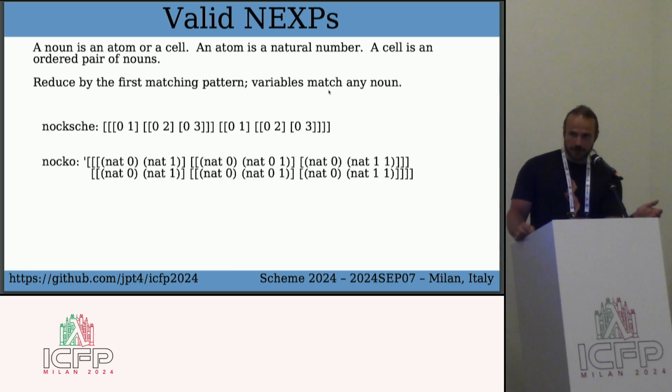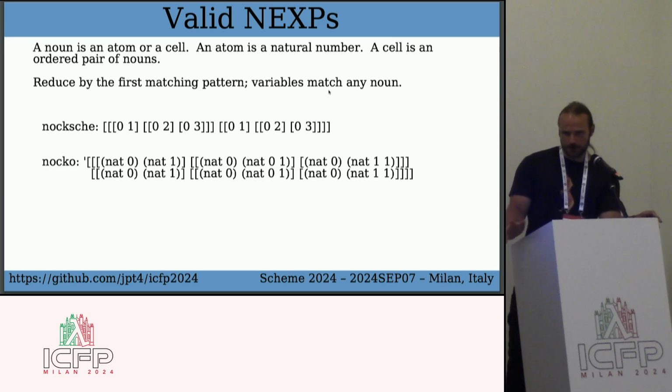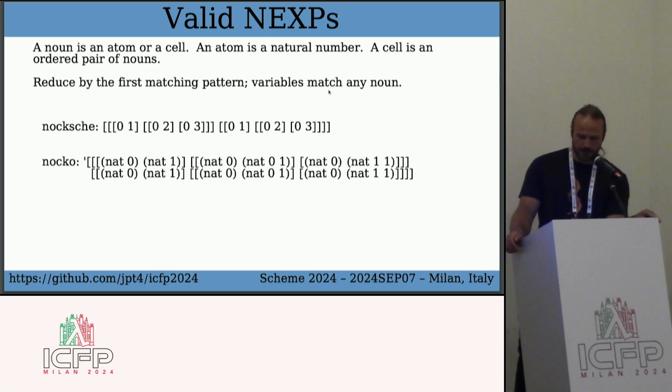And so the first choice point is to ask, well, what is a valid Nock expression, a valid NEXP at all? There's a little bit of framing language at the top of the spec. A noun is an atom or a cell. An atom is a natural number. A cell is an ordered pair of nouns. Okay, this is just describing binary trees. And then it says to reduce. Okay, so we've got some reduction rules, by the first matching pattern, where variables match any noun.